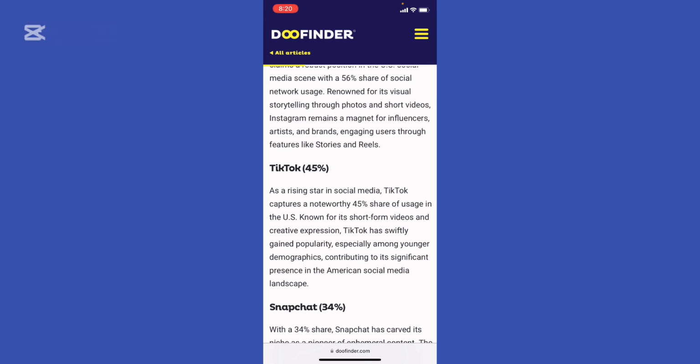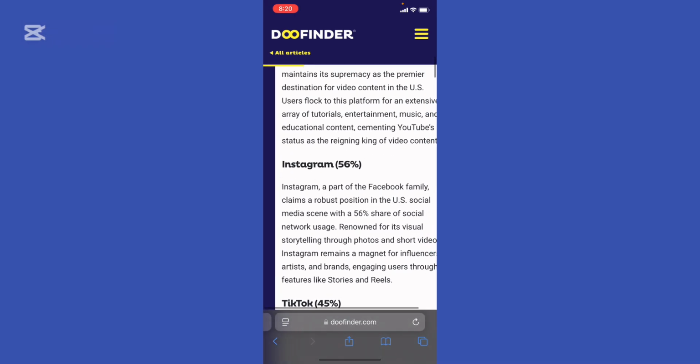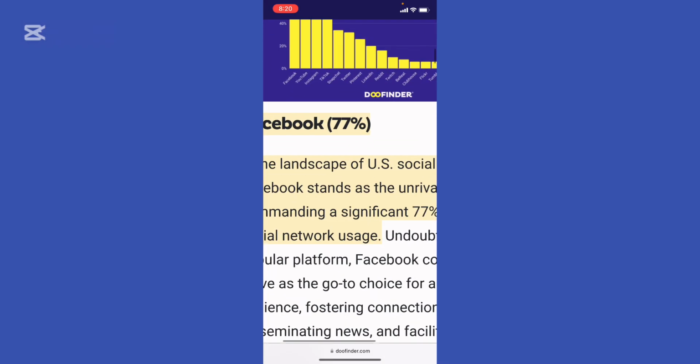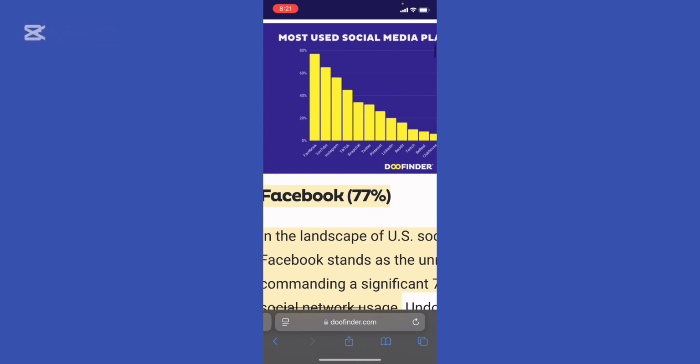As a rising star in social media, TikTok captures a noteworthy 45% share of usage in the US, known for its short form videos and creative expression. Okay, so for now, Facebook is in the lead, taking 77% of the shares.